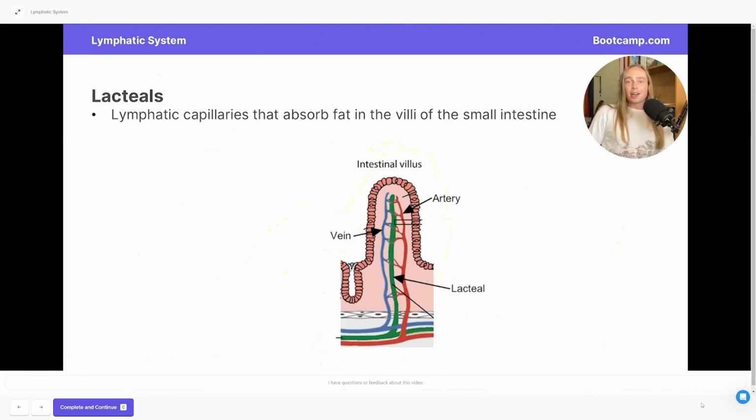As the green in this diagram indicates, lacteals are a type of lymphatic capillary that acts to absorb dietary fats in the small intestine. Lacteals then continue to drain into larger and larger lymphatic vessels until the fat has eventually made it back into the circulatory system.